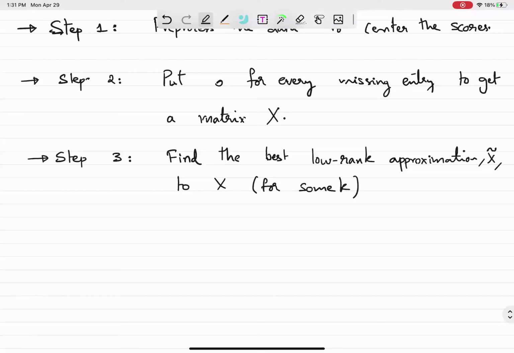So for the next step, you predict all of the missing entries according to X tilde. So you put in zeros or fill in the missing entries with the average values, and then perhaps refine it by finding the best low rank approximation to the matrix, and then use the new entries to make the prediction.